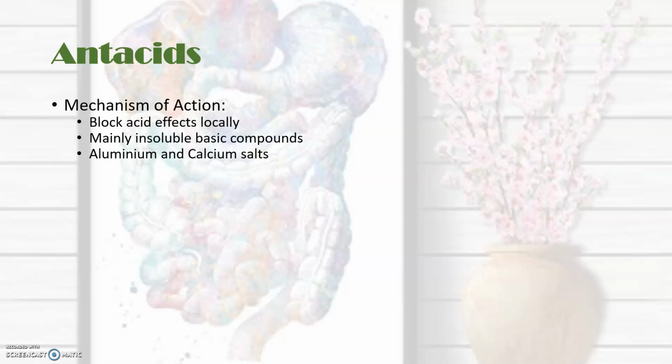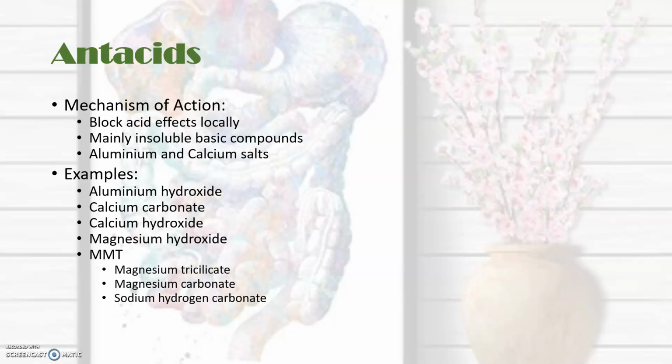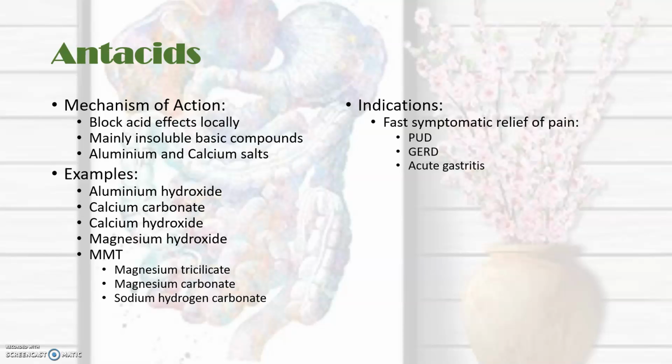Antacids are generally insoluble basic compounds of aluminium and calcium which act locally on the stomach surface to block the effects of acids. And here are a list of some of the more common antacids, most of which can be bought over the counter. They actually can provide fairly fast symptomatic relief of pain due to peptic ulcer disease, gastroesophageal reflux, and acute gastritis.